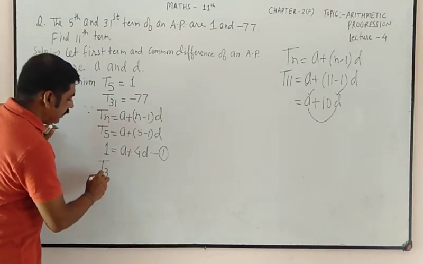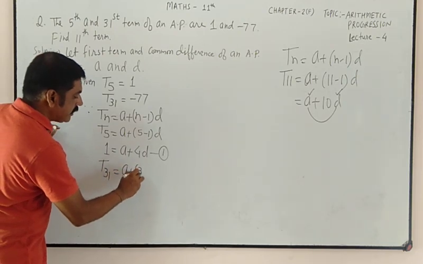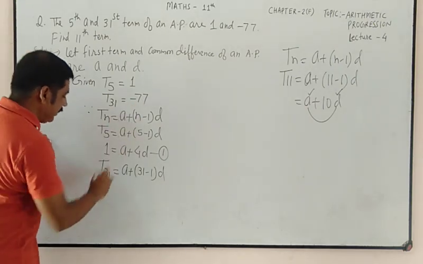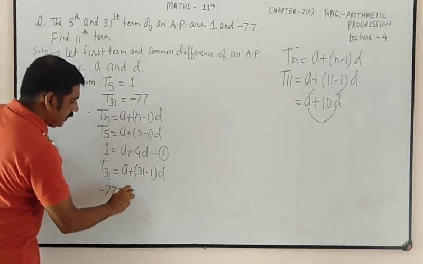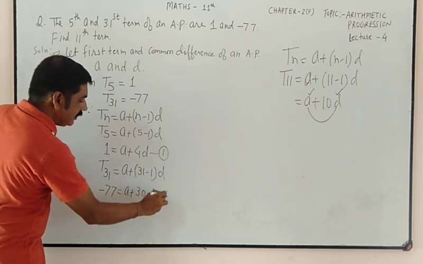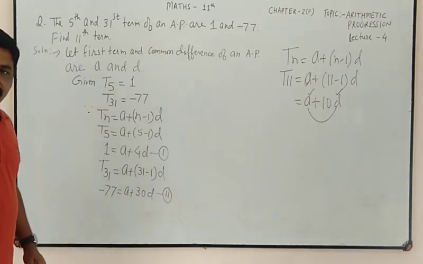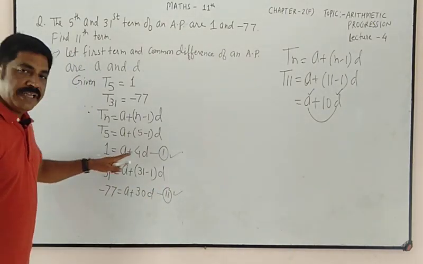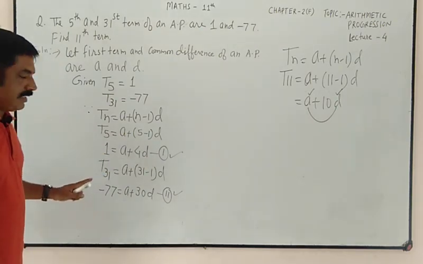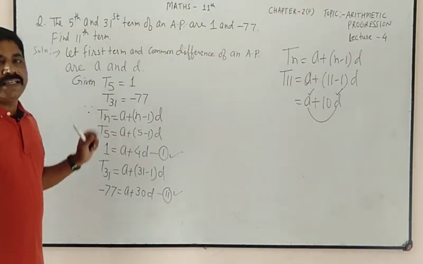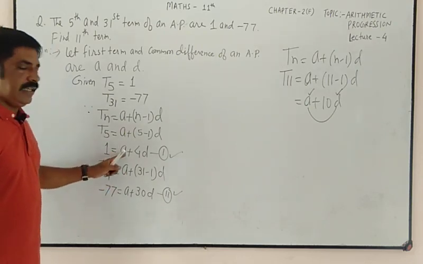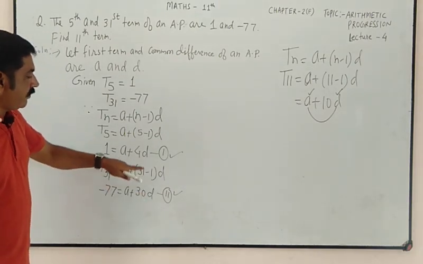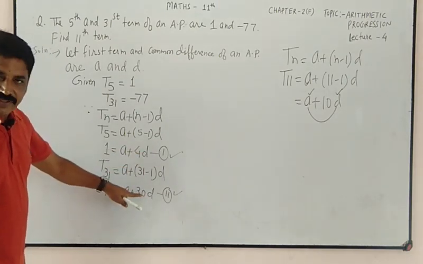Now T31 is equal to a plus 31 minus 1 into d. The value of T31 is -77, a plus 30d. Equation number 2. Clear? Now we have two equations which are in the form of a, d and constants. So by elimination method we can easily find the values of a and d. Clear? So we subtract equation 1 from equation 2, right?